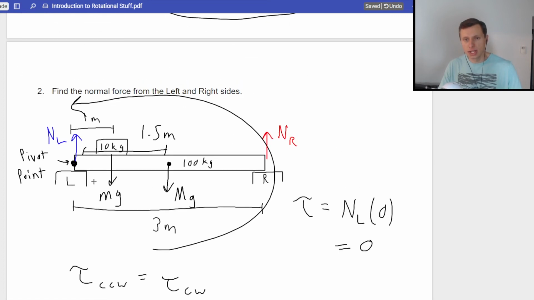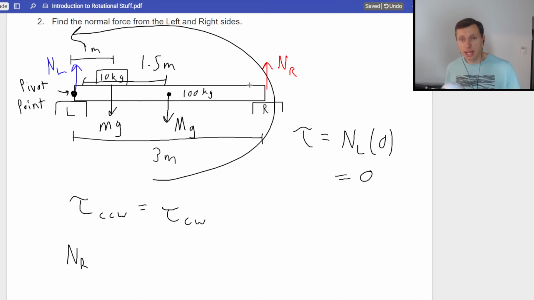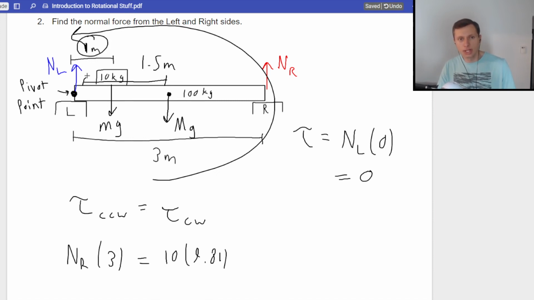So that torque is equal to a force, N sub r, times the distance. What's the distance from NR to my pivot point I chose? Notice it's the full 3 meters here. So NR times 3. I'm just going to tell you, don't worry about sine theta for this problem or cosine theta. There's no angles. Don't worry about it. Okay, now on the other side, I have lowercase mg, which is lowercase m is 10 kilograms. G is still 9.81. And that distance, what's the distance from the pivot point? It's kind of hard to see. It's kind of hidden. But I said it was 1 meter. That 10 kilogram mass is 1 meter away from the left side.